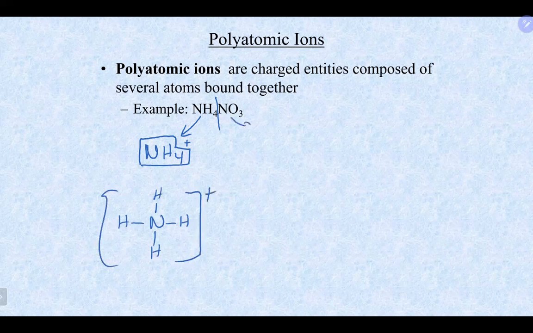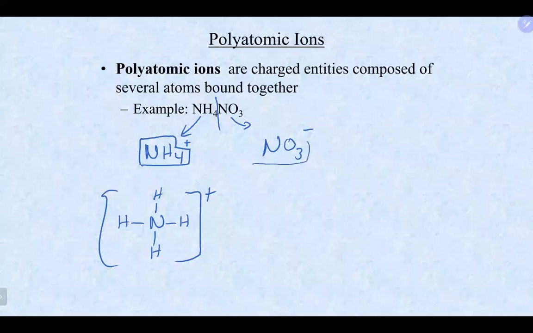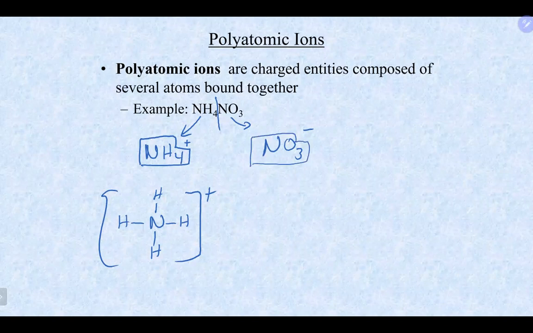This guy over here is another polyatomic ion, which is NO3 minus. That one nitrogen and three oxygens are also sharing electrons together, but overall it has a charge, so it is an ion. And we also drew that guy too, if you remember. It looks something like this.